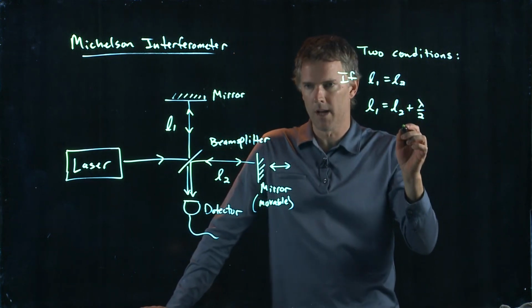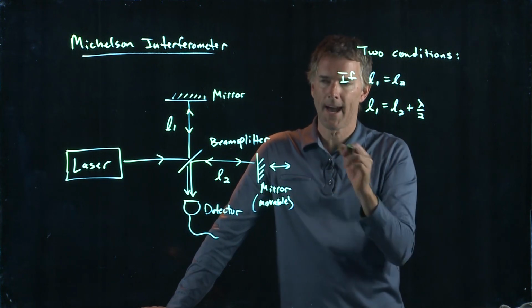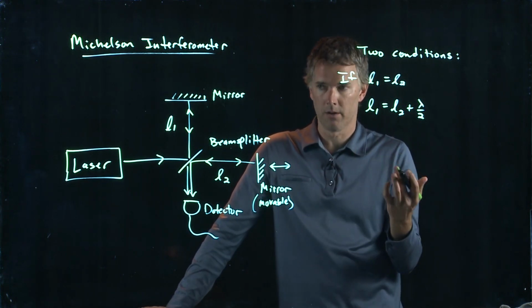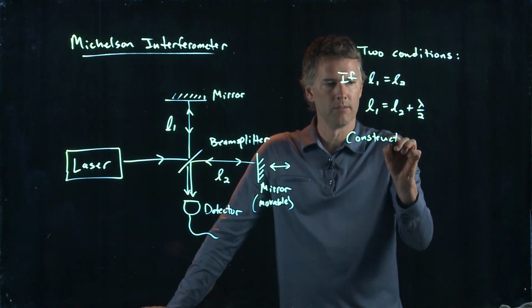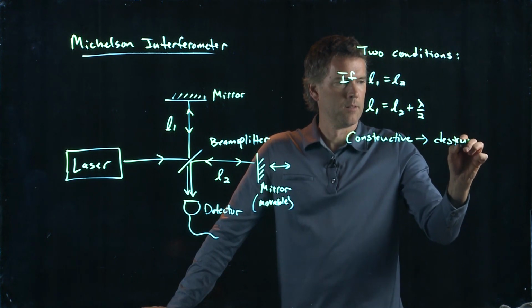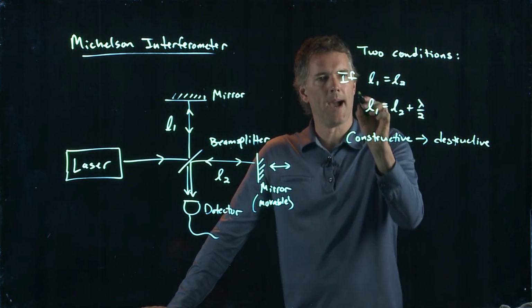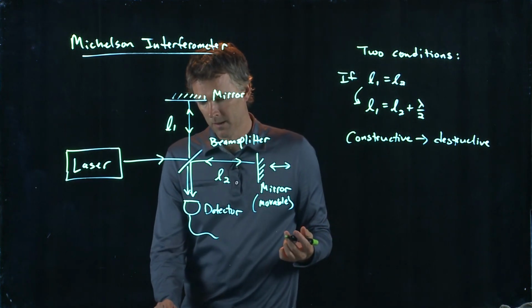So if L1 is equal to L2, we get one of those conditions. If we move this mirror by a half a wavelength, we get the other condition. Constructive becomes destructive. And if we go back, then it becomes constructive again.